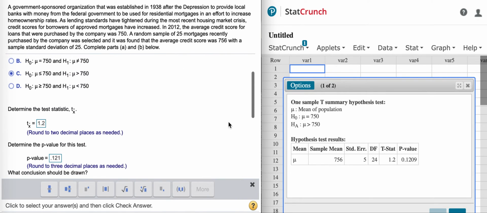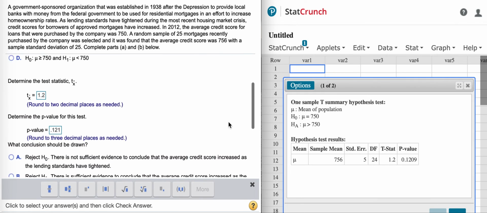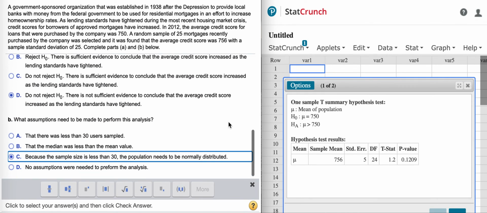So here we've conducted a one sample t-test, and we failed to reject the null hypothesis.